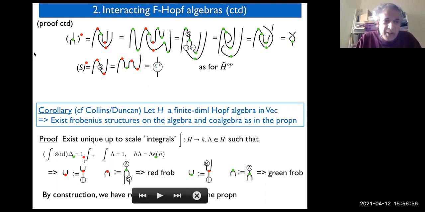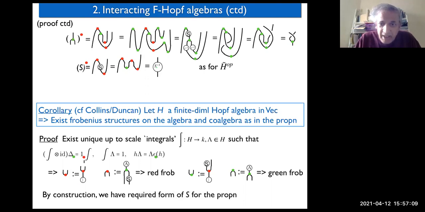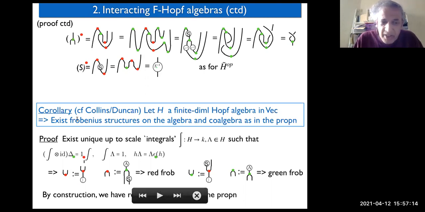every Hopf algebra H, assuming that it's Frobenius on both sides, will automatically amplify to an interacting Hopf algebra pair, but the other half of the pair is actually H star opposite. Okay. Now the other question is when are Hopf algebras Frobenius? That's actually known from work of Pareigis in the 70s, but that was all woven into the theory in this paper of Collins and Duncan, which I cited. So this is known, but again, I'm just giving a slightly different take on it.